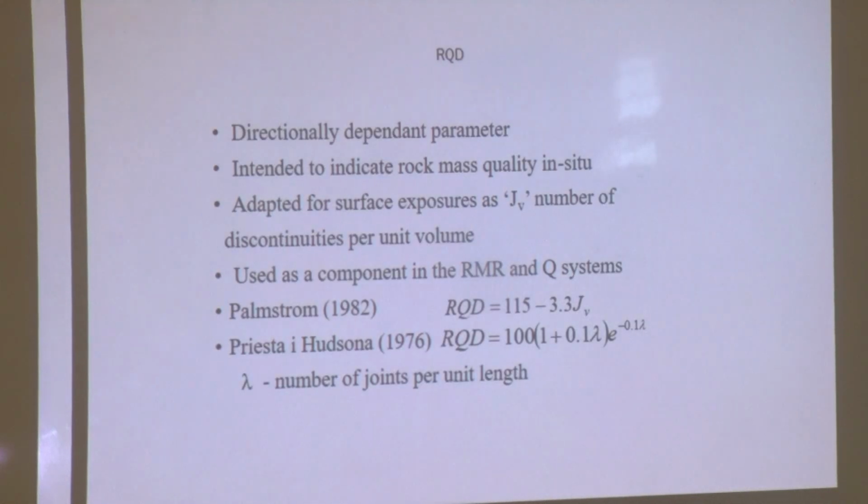So in the literature, RQD has been used for many purposes for characterizing rock quality. For example, Palmstrom in 1980 used RQD with the joint discontinuity per unit volume, an empirical approach. Hudson in 1976 came out with joint frequency kind of parameters, and it is pretty matching.